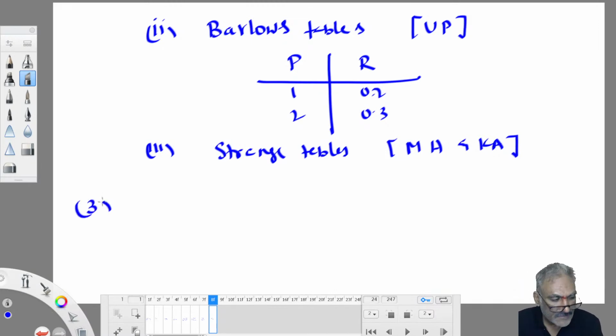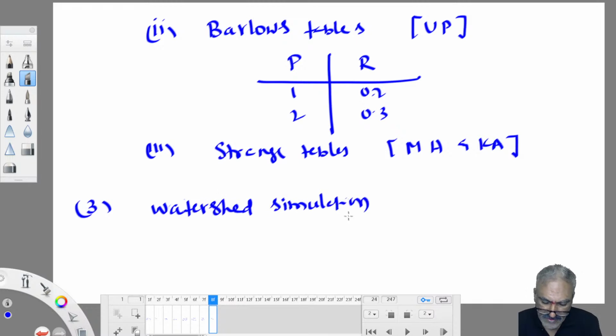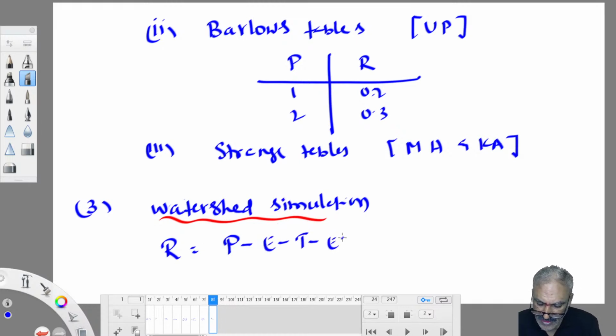Then the third method is watershed simulation. Here the watershed is treated as a system. The system receives certain inputs and produces some output, and that output is in the form of runoff. So the input component is rainfall minus catchment losses. What are the catchment losses? Rainfall minus evaporation, minus transpiration, minus evapotranspiration, minus infiltration, minus other losses in the catchment, then you will get the runoff component.